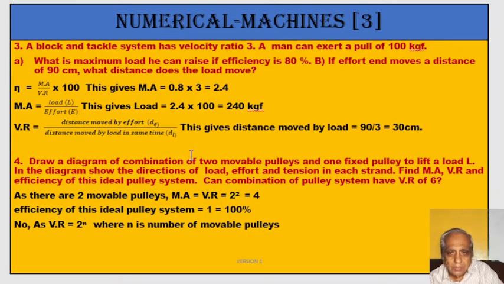Now these sums are gradually all easier sums. This block and tackle system has velocity ratio 3. So when velocity ratio is 3, how many pulleys are there? So there are 3 pulleys. When there are 3 pulleys, then always the lower block has 1 pulley less. So the lower block will have 1 pulley and the upper block will have 2 pulleys.